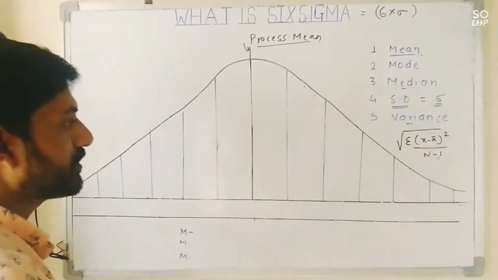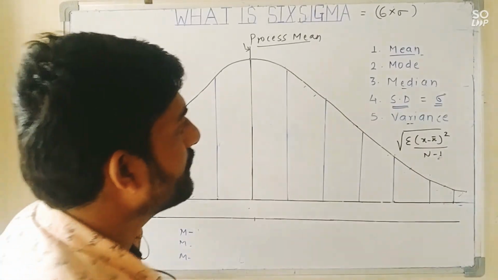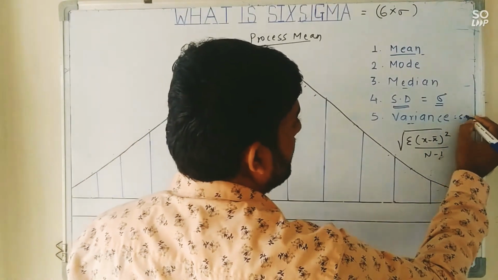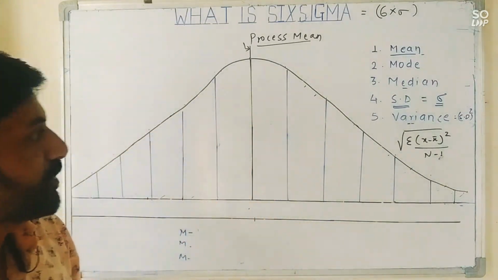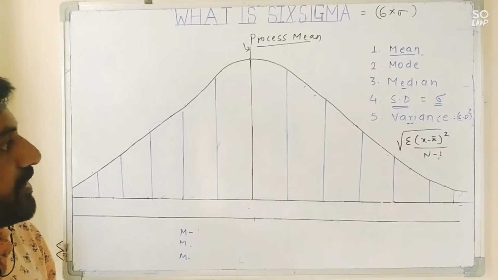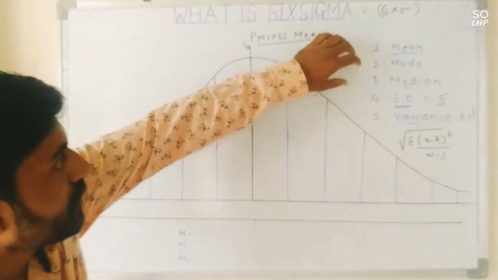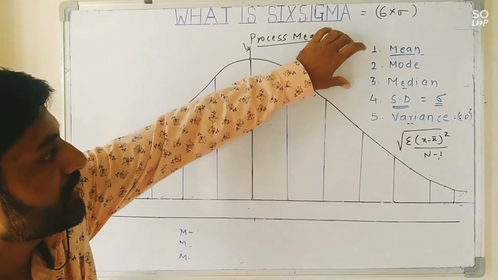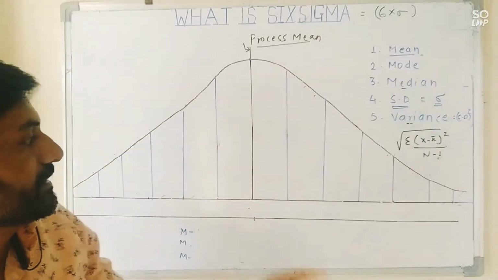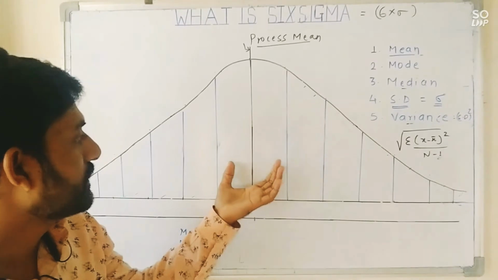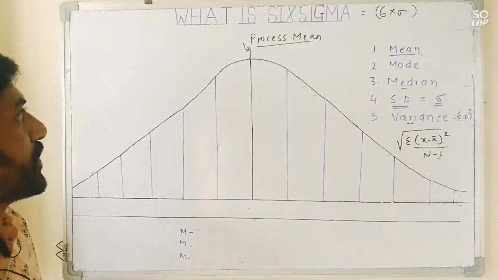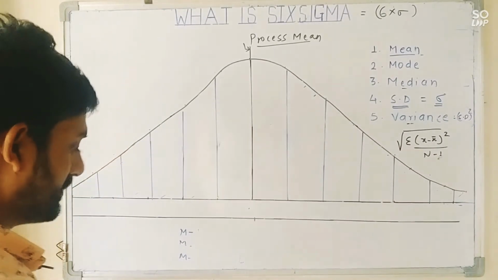And variance is what? Variance is simply the square of standard deviation. So variance gives information about each and every element of that data with respect to the mean, how it gets varied from the mean. So today's topic is Six Sigma standard deviation.